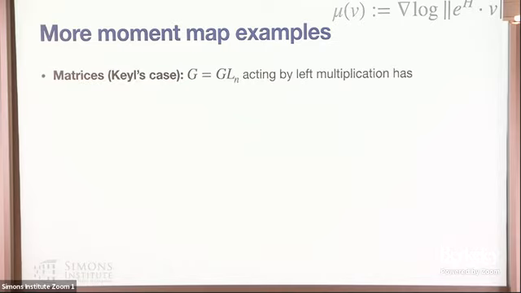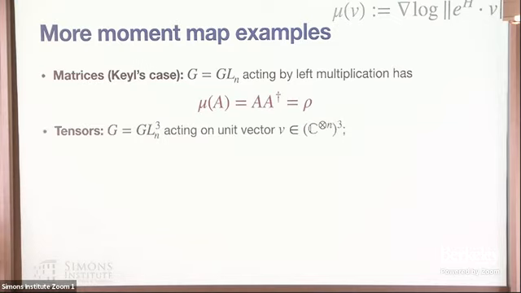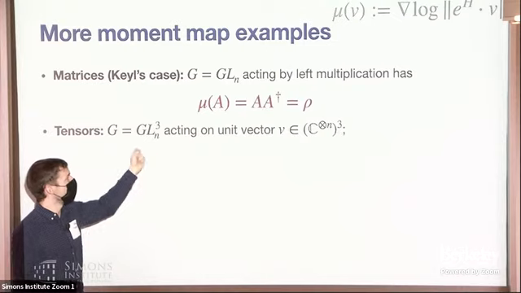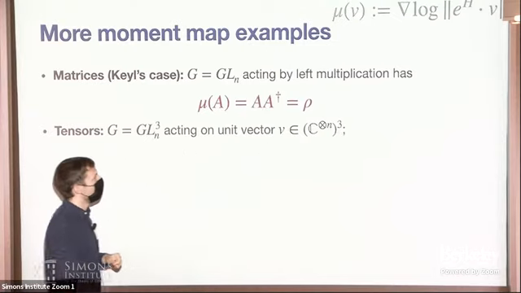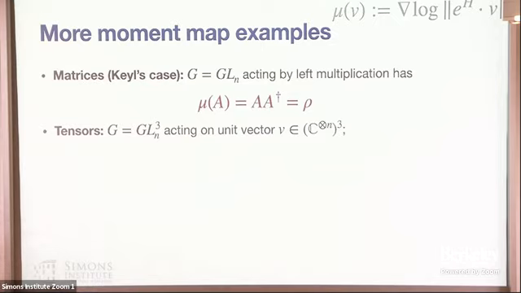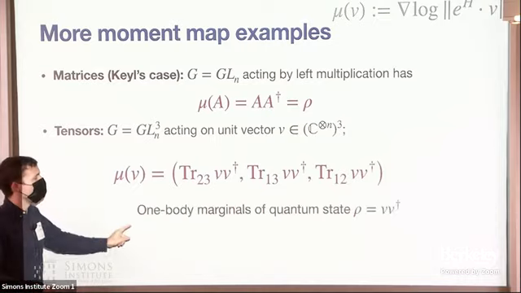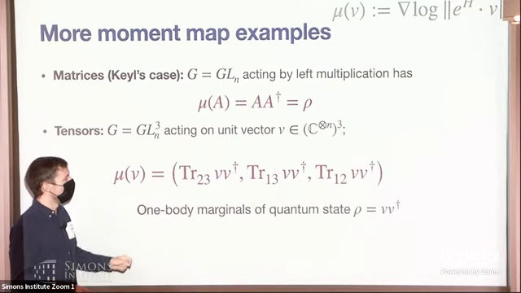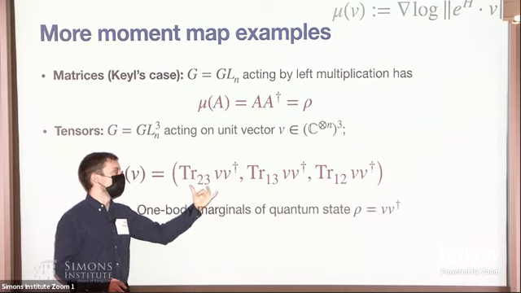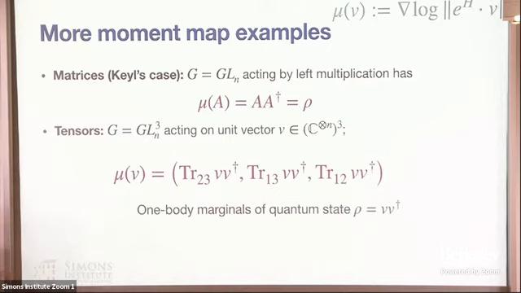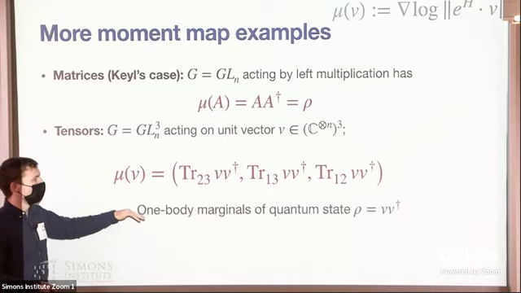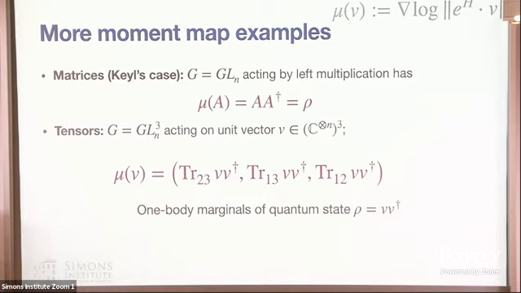So here are some more examples. In the spectrum estimation case, the moment map is just the quantum state itself. In another example, if you have a product of 3 GLNs acting on a unit vector by tensor product, so G1, G2, G3 acts by G1 tensor G2 tensor G3 and so on, then the moment map is going to be the one body marginals of this quantum state rho. I won't explain exactly what this is, but it's the notation for tracing out part of the quantum state. If you have a quantum state shared between 3 people, Alice, Bob, and Carol, the marginals are the 3 things: what Alice sees, what Bob sees, and what Carol sees.